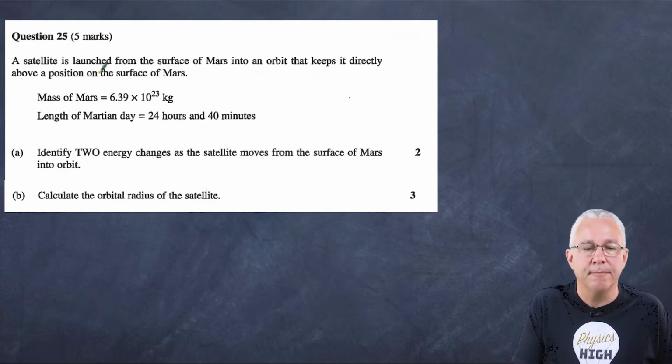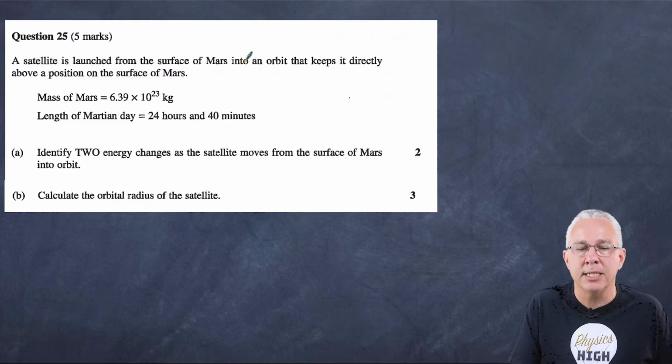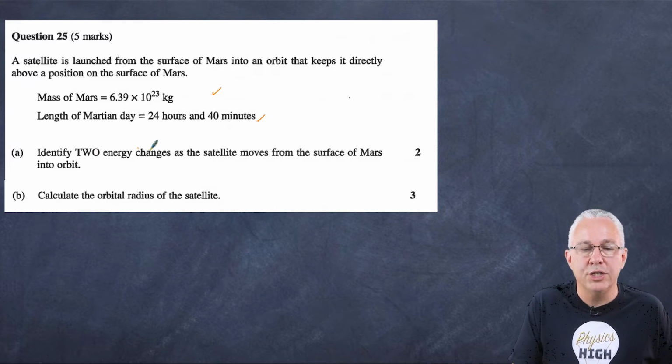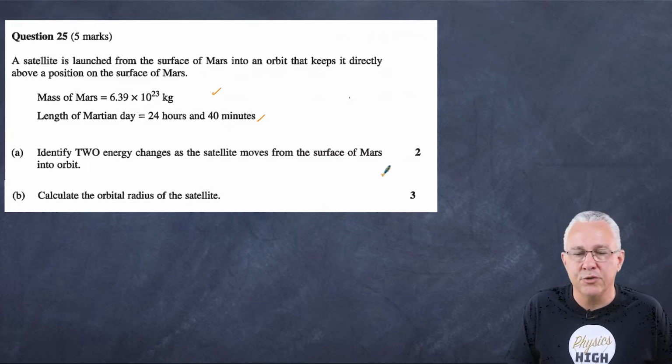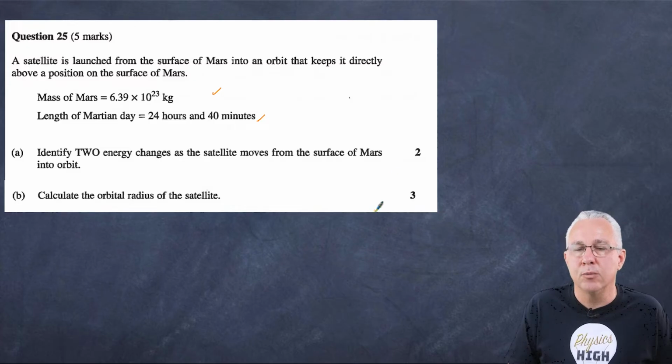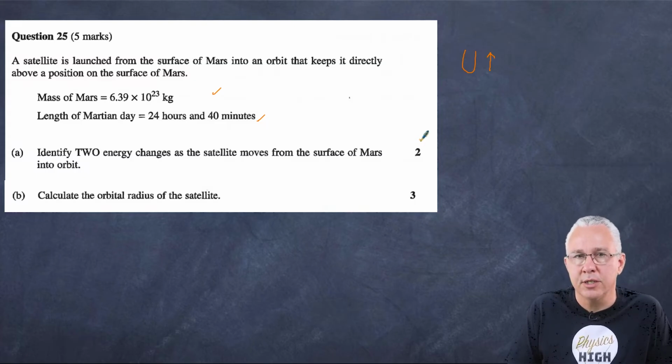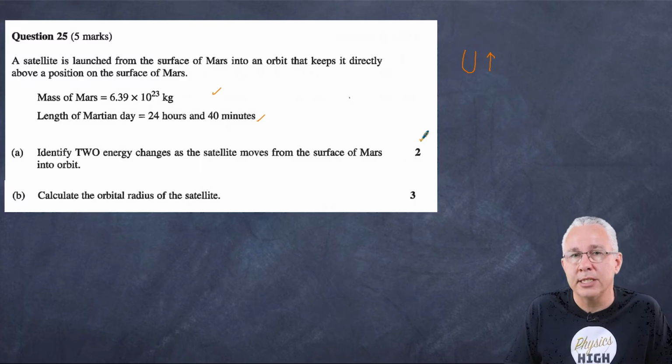Question 25. A satellite is launched from the surface of Mars into an orbit that keeps it in position directly above the surface of Mars. Identify 2 energy changes as the satellite moves from the surface of Mars into orbit. Well, this is relatively straightforward. First of all, it is moving away from the surface, so as a result, the gravitational energy has to increase. What about the kinetic energy? Well, it's going to be launched, is it not? So it's going to have a velocity that is going to increase as it is launched.